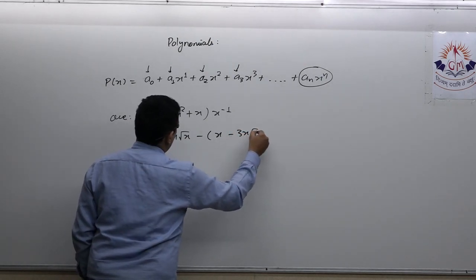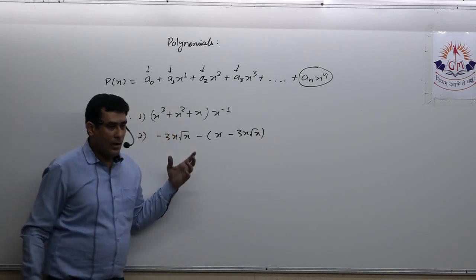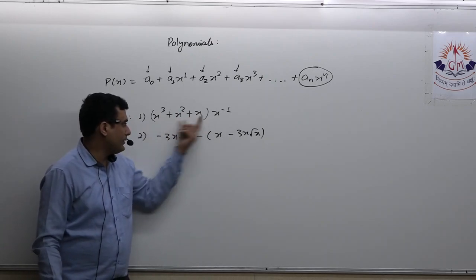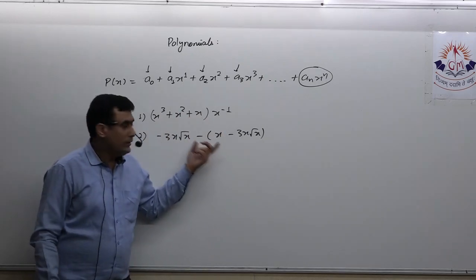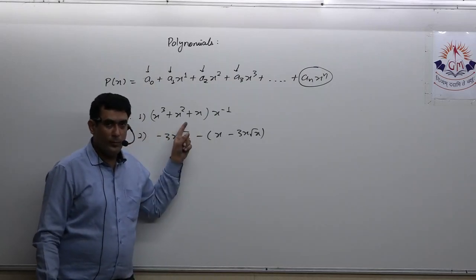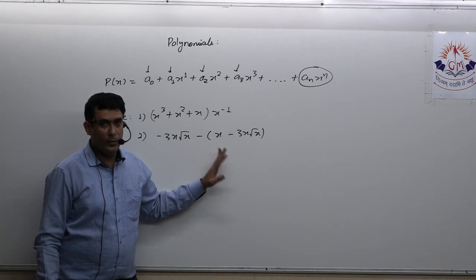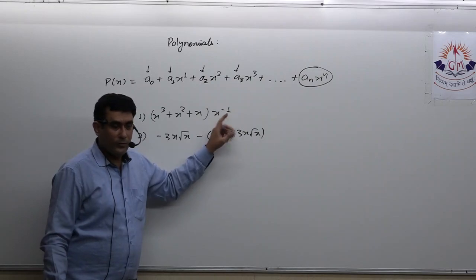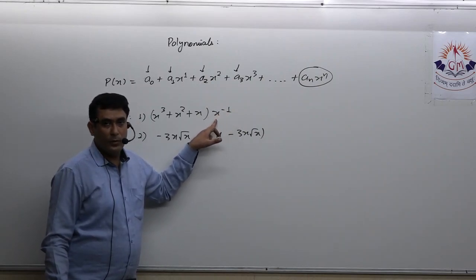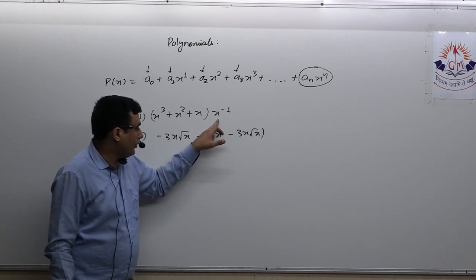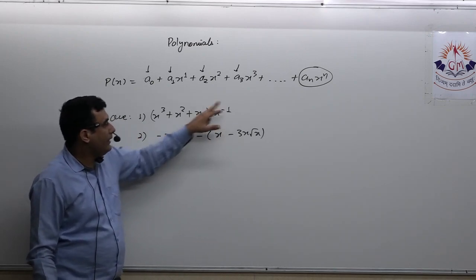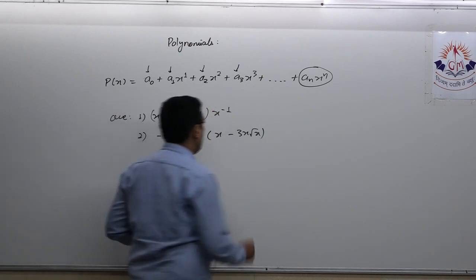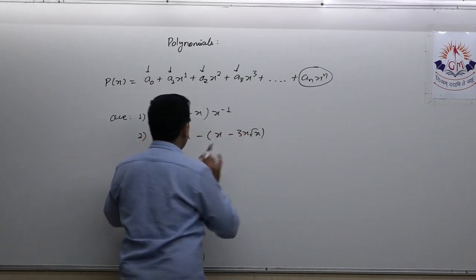Minus 3x root x. Now these two expressions are not in the standard form. Here there is a product of two terms, this is the first term, this is the second term. Here again there is a bracket. So just by looking at the expression, it is not possible to identify whether it's a polynomial or not. For example, here you will find x raised to minus 1, but on that basis alone it is not possible to decide, because when you multiply, you might not find any term in which the power is not a whole number. So we have to simplify this.